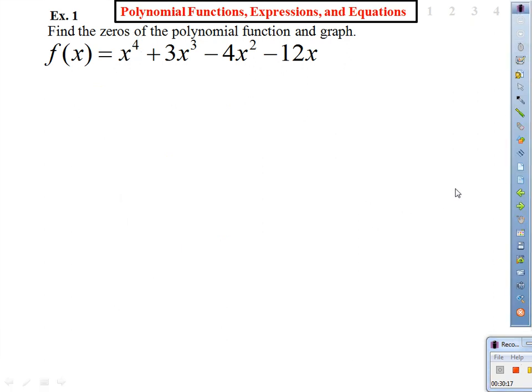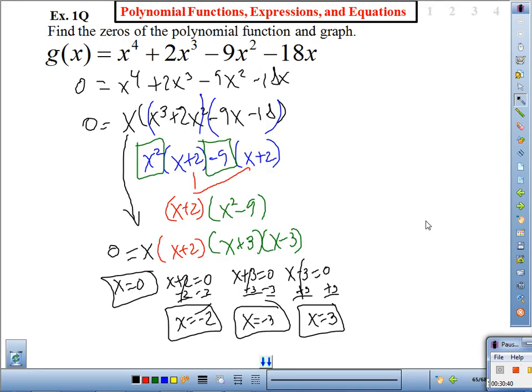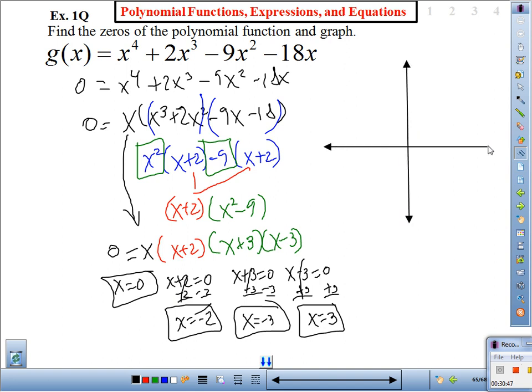Example 1Q. Copy that. We got g of x equals x to the fourth plus 2x cubed minus 9x squared minus 18x. All right. I'll give you a little bit of time. I'll give you a head start. Ready, copy, and go. All right. Check your work. Hold on. Don't put it away yet. I need you to copy one more thing.